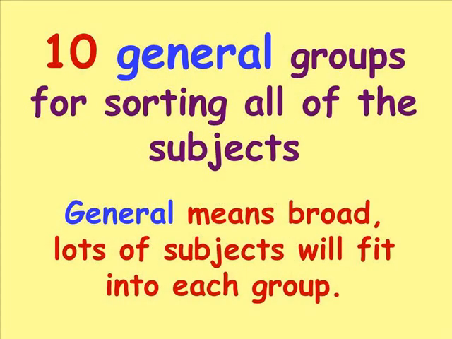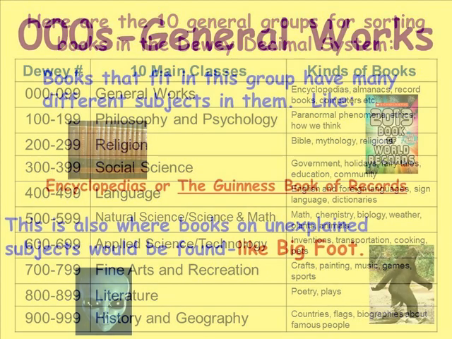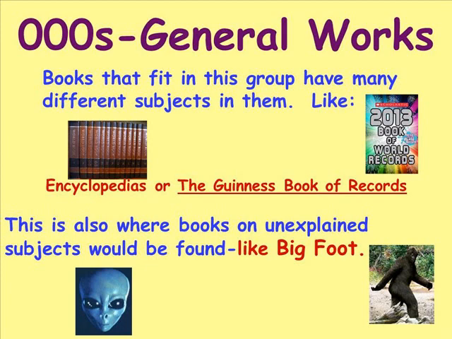There are 10 general groups for sorting all of the subjects. General means broad. Lots of subjects will fit into each group. Here are the 10 general groups for sorting books in the Dewey Decimal System. The first group books are sorted into are the 0-100s, called general works. Books that fit in this group have many different subjects in them, like encyclopedias and the Guinness Book of World Records. This is also where books of unexplained subjects would be found, like Bigfoot and aliens. There are also books about computers.